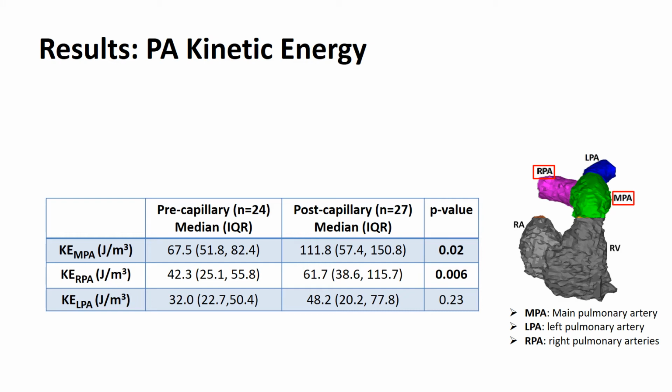The results of the pulmonary artery kinetic energy show that post-capillary patients had almost 2 times higher kinetic energy in the main pulmonary artery compared to the pre-capillary patients, and in the RPA it was about 60% higher in the post-capillary patients compared to the pre-capillary. However, in the left pulmonary artery, interestingly, the kinetic energy was not significantly different between the two groups.